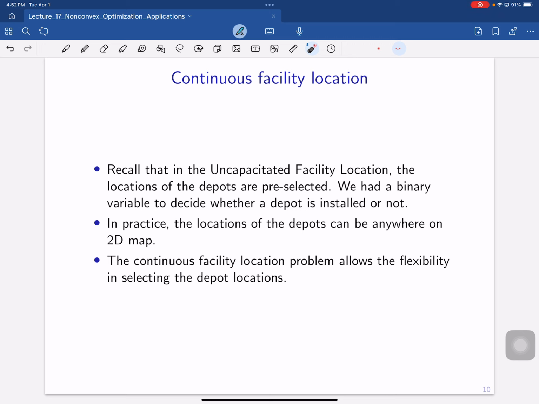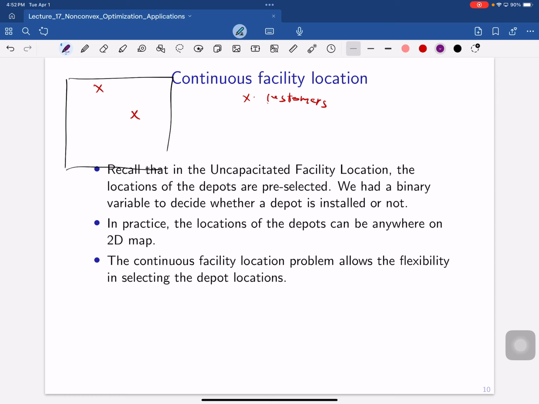So in this continuous facility location problem, the idea is I give you a wide range of area. You can decide arbitrarily where you want to build your depot. So let's say you have a given area, and let's say these are your customers. Now you need to build some depots to satisfy the demand of your customers.